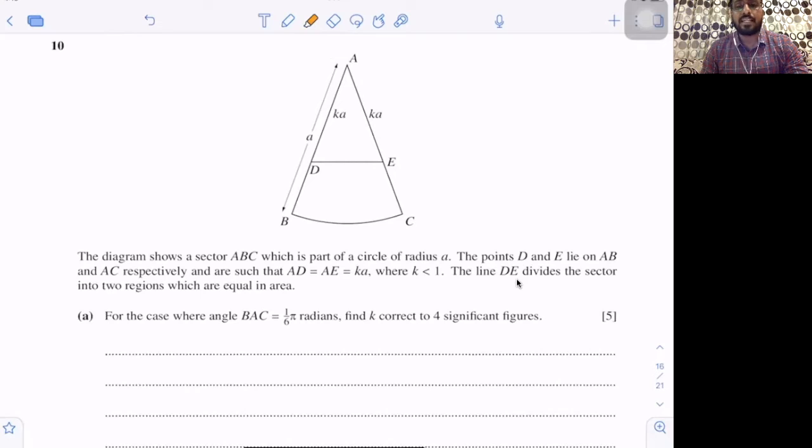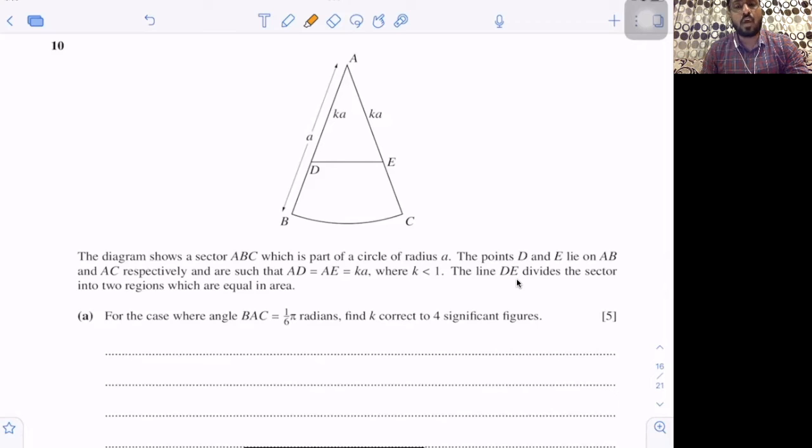The points D and E lie on AB and AC respectively, and are such that the length of AD is equal to the length of AE, and that value is KA, where K is less than 1. So it is also mentioned to us that K is less than 1. The line DE divides the sector into two regions which are equal in area.